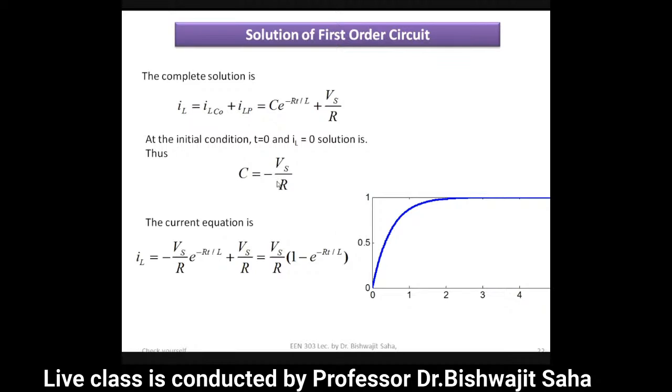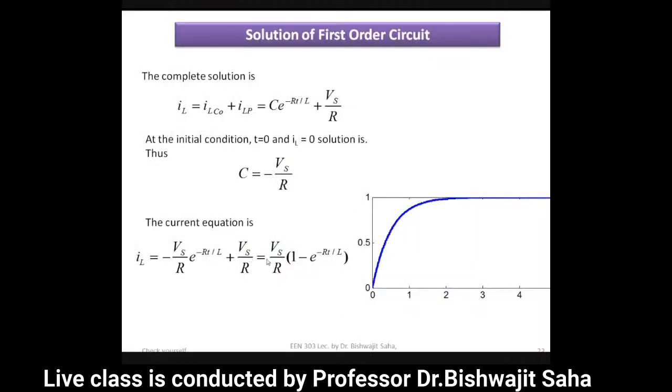After replacing the constant by minus Vs over R, the final current equation becomes minus Vs over R e to the power minus R by L t plus Vs over R, which equals Vs over R multiplied with 1 minus e to the power minus R by L t. So this is the final solution.